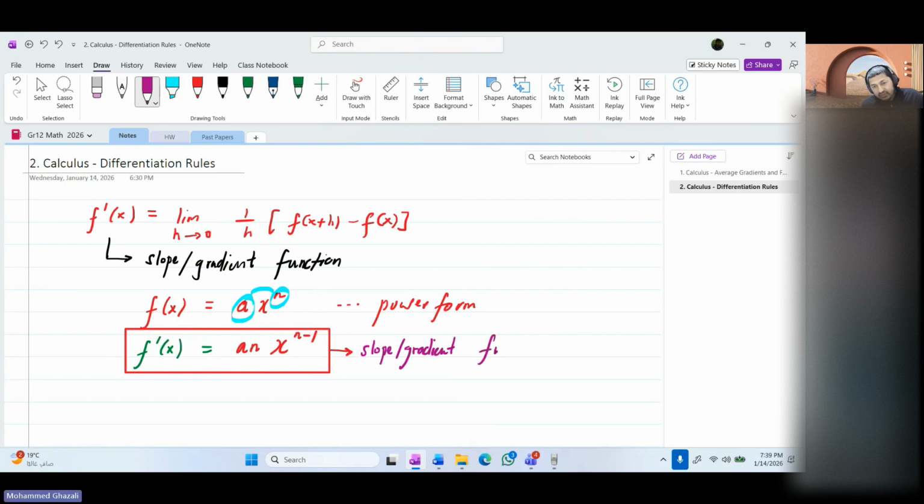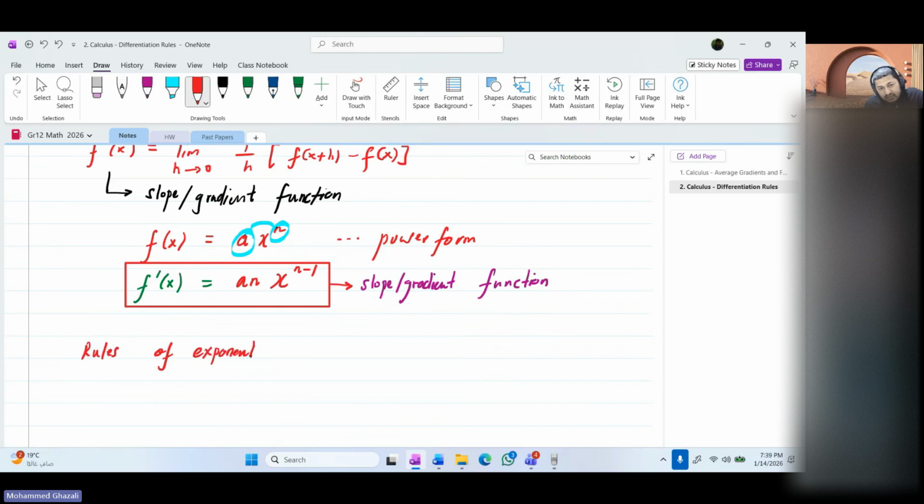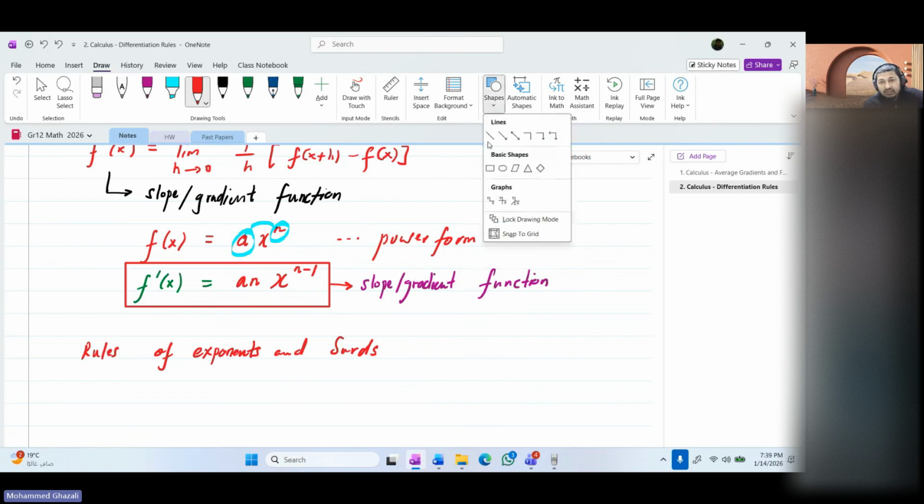It's so easy, right? Now, since we are working with powers, let's look at rules of exponents. You gotta know rules of exponents. So what are rules of exponents and surds? What are the rules that you need to know for this calculus part only, right?